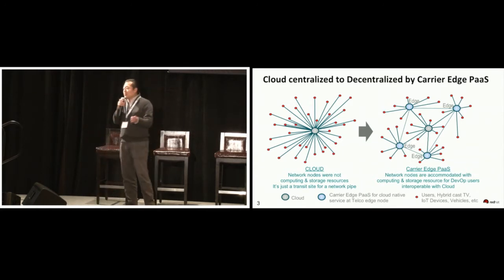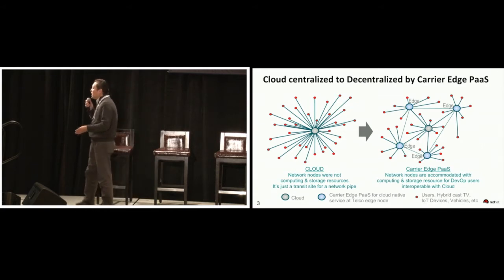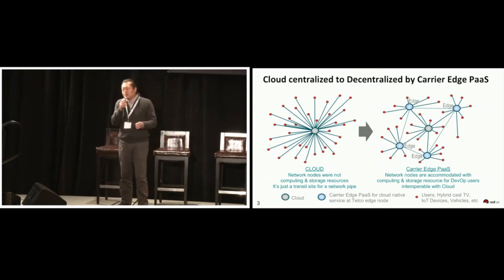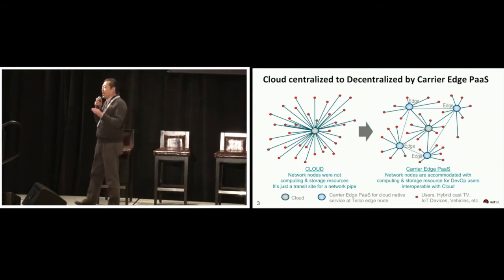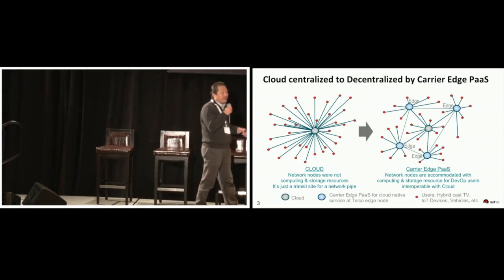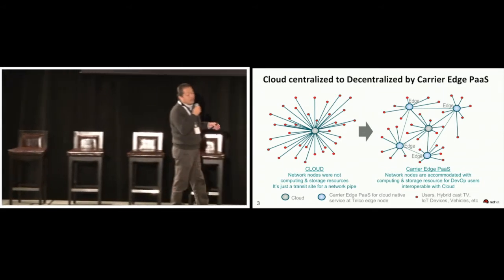AI is also one of the potential use cases. We like to add AI intelligence to the telco edge node with the GPU. We usually call it edge heavy computing in Japan. And IoT, robotics and connected car are the major use cases.